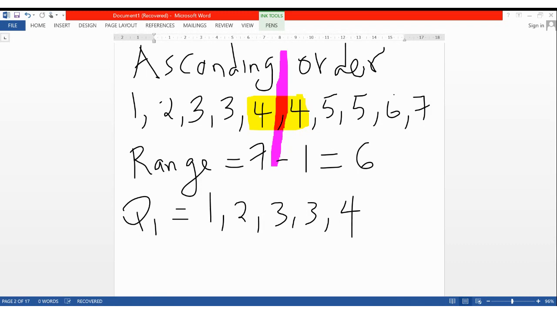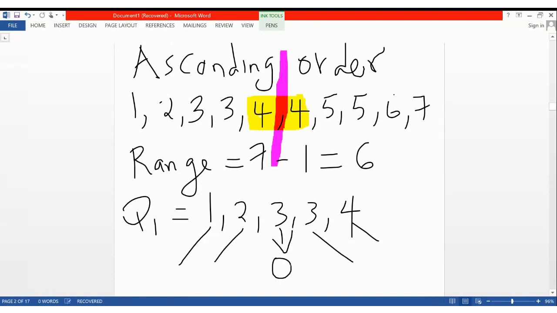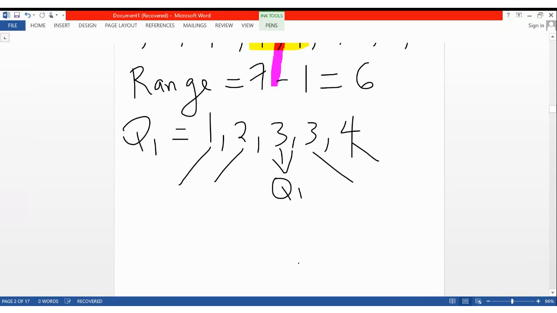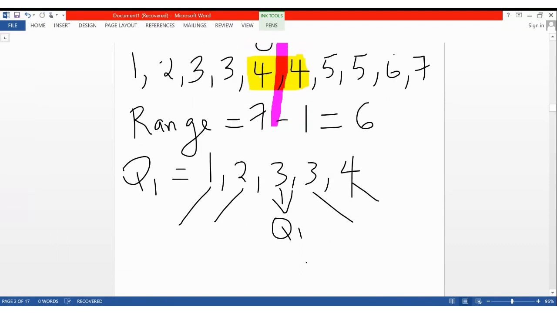Let us see. So the median, that one will go, that one will go, that one will go, that one will go. So this one now becomes my Q1. So 3 becomes my Q1. Only that. Now to get Q3, I'll take the other numbers on the right. So we have 4, 5, 5, 6, and 7.